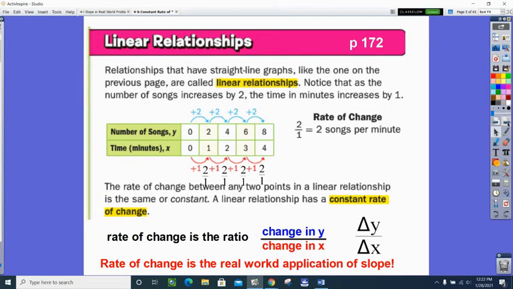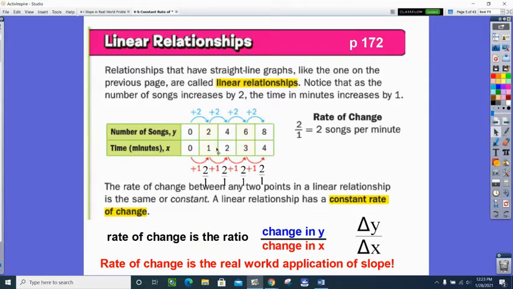So we're on page 172. Let's start with the word linear. We've just done one, but we're going to keep talking about it. In order for a relationship to be linear, first of all, if you graphed it, you have to be able to draw a single straight line through all the points. And if that happens, it's a linear relationship. Now the question is, I don't want to graph it.